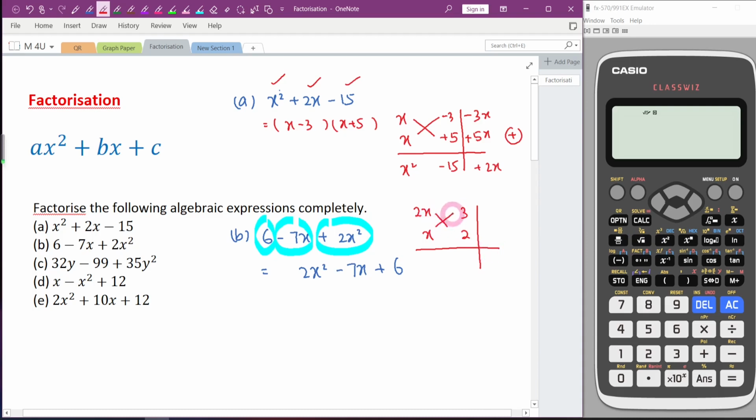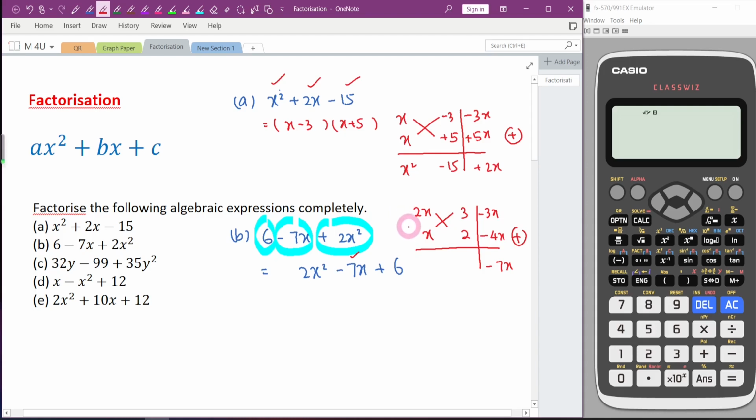Do cross multiplication first. Here will be 3x. Here will be 4x plus. These two add up together must be equal to negative 7x. Therefore, I'm going to put a negative sign over here and do the same thing for 4x. Negative 3x plus negative 4x, I will get negative 7x. This is the term that we are looking for.